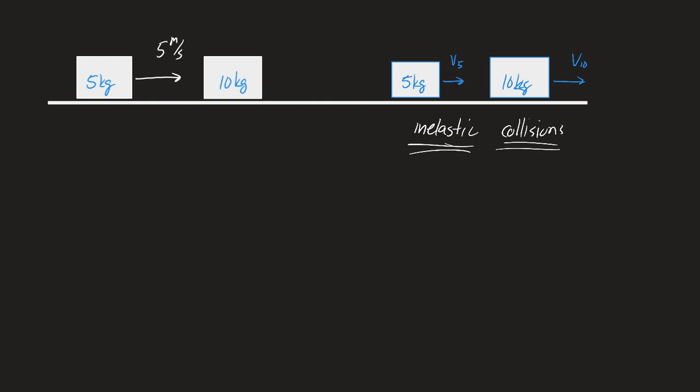Look at it. There's no way to know the answer. In this collision, the possible answers are almost infinite. Because I have my momentum before, which is still 25. But afterwards, it's 5 times V5 plus 10 times V10. That's a lot of possibilities, right? In a collision, if the two objects don't stick together, then there's a lot of possible answers.